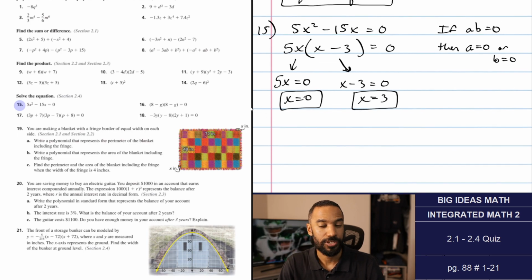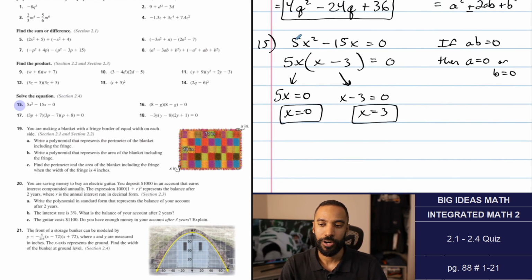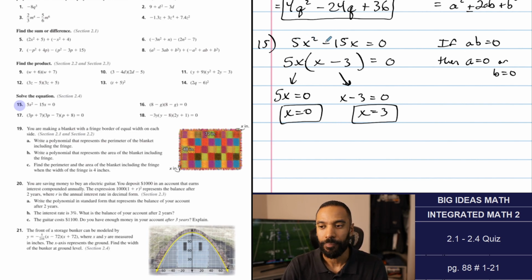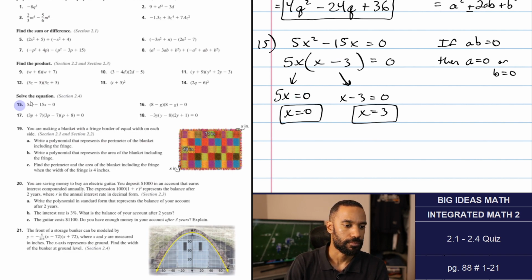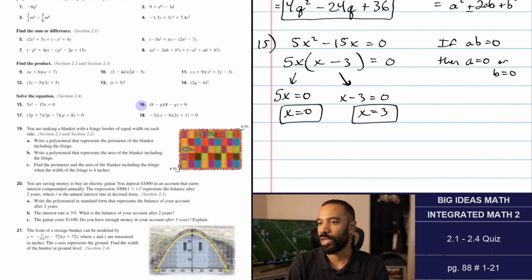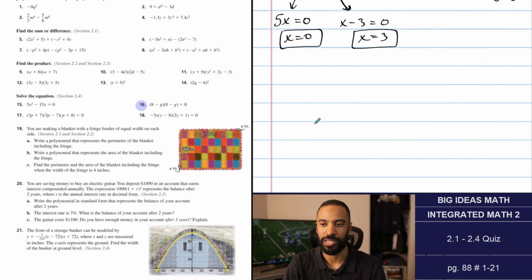I can double check this. I can see that this works. You plug in 0. 5 times 0 squared is 5 times 0, which is 0. Minus 15 times 0, you get 0. Now 3. 5 times 3 squared. 3 squared is 9. 5 times 9 is 45. Minus 15 times 3 is minus 45. 45 minus 45 is 0. Okay, that's number 15. Let's go to number 16.